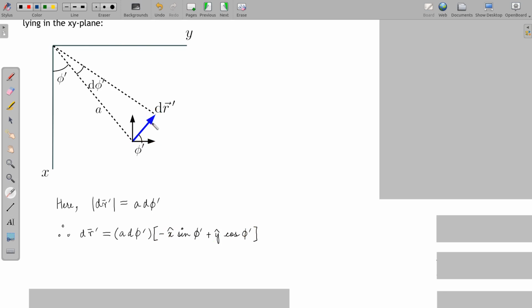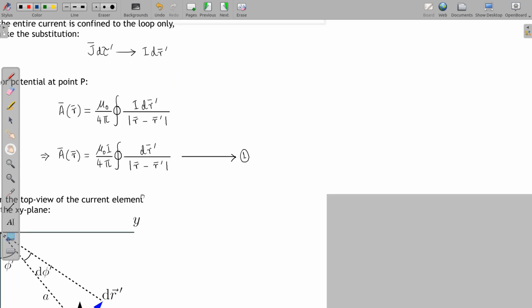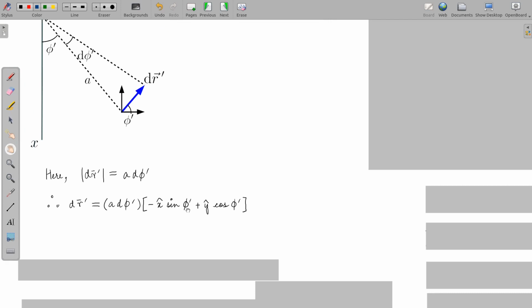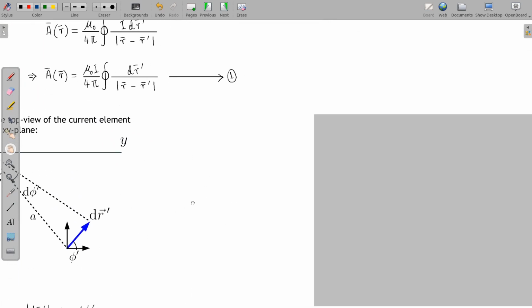So this unit vector, times the magnitude, which is this, gives us dr prime is equal to a d phi prime times minus x cap sine phi prime plus y cap into cos phi prime. So we got the expression for dr prime in equation number 1, as we wanted. We wanted this in terms of phi prime, so we got it in terms of phi prime.